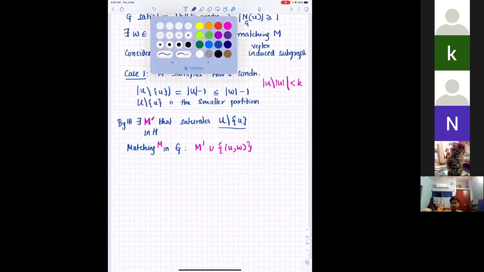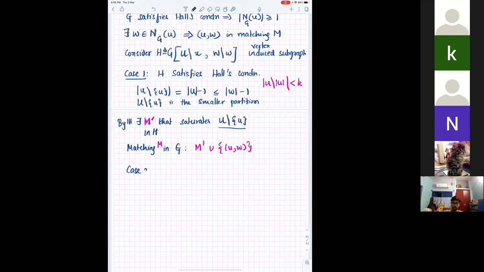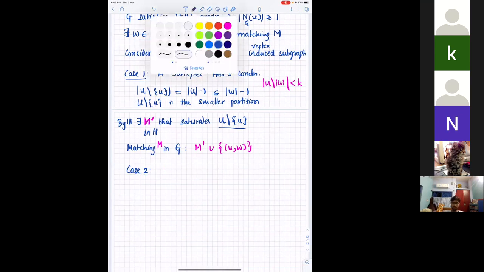And then let's move to the difficult case, when H does not satisfy Hall's condition. I'm not sure if I'll have time to finish this, but let's see.